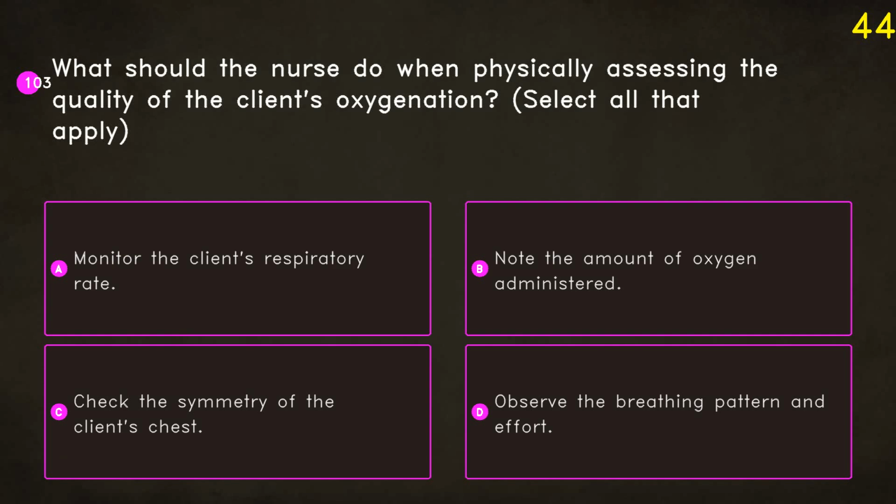Question 103. What should the nurse do when physically assessing the quality of the client's oxygenation? Select all that apply. A. Monitor the client's respiratory rate. B. Note the amount of oxygen administered. C. Check the symmetry of the client's chest. D. Observe the breathing pattern and effort.